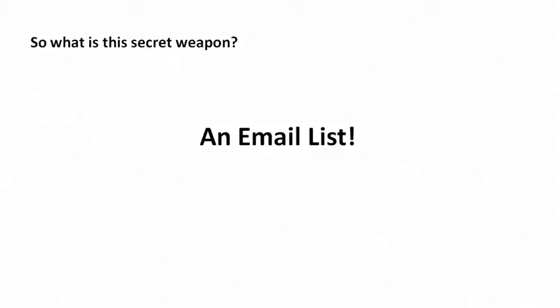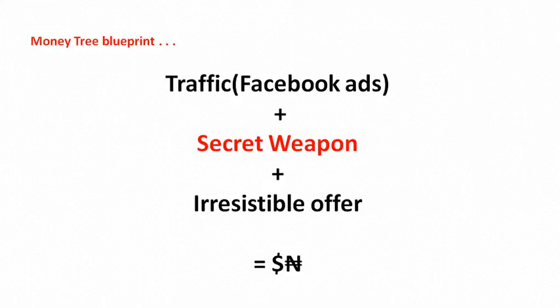But I'm not going to leave like this. I'm going to show you how to build an email list. Okay? So I'm not just going to leave like this. But first, now you know the email list is the secret weapon. Now you need an irresistible offer to sell to your people on the list, and that is when you can now make money. If you miss any of these steps, you're not going to make any money.